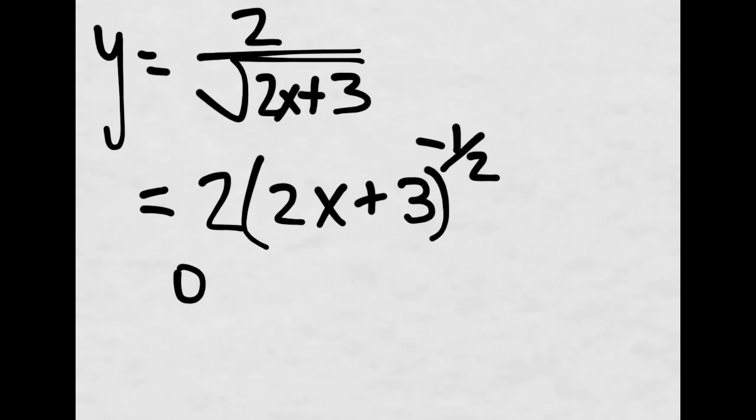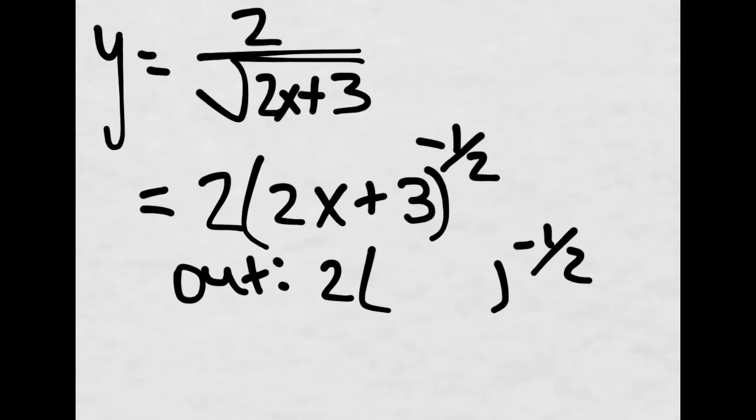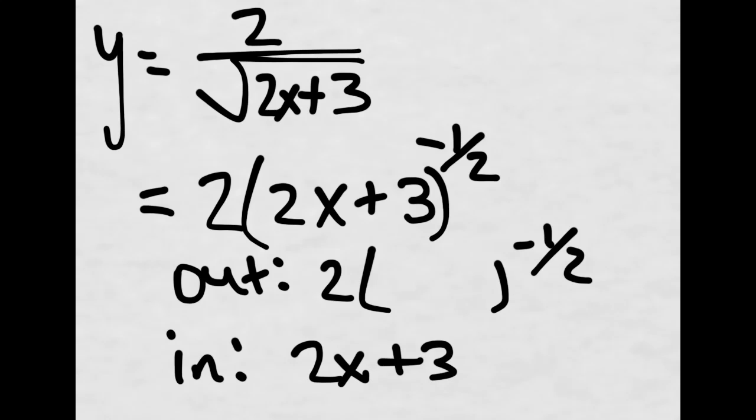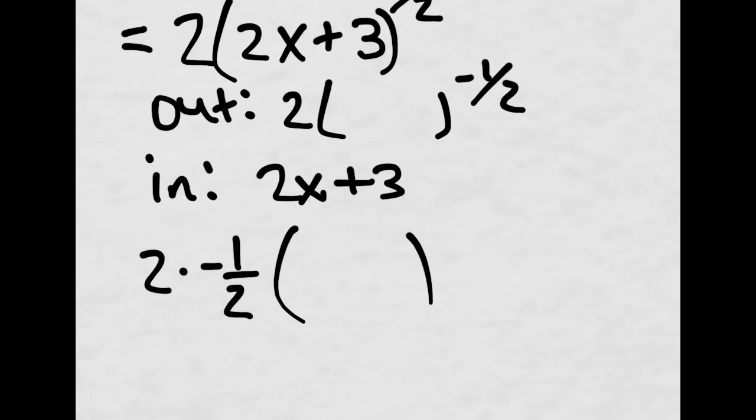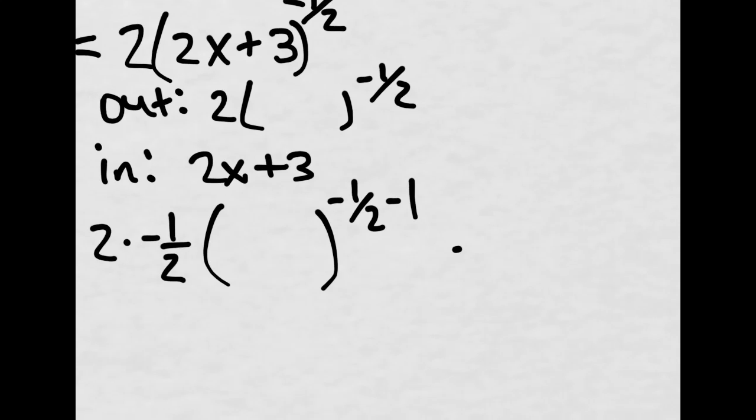Then it's a chain rule. The outside would be 2 to the negative 1/2. The inside would be 2x plus 3. So then the derivative of the outside would be 2 times negative 1/2, and within negative 1/2 minus 1, times 2, because the derivative of the inside would be 2.